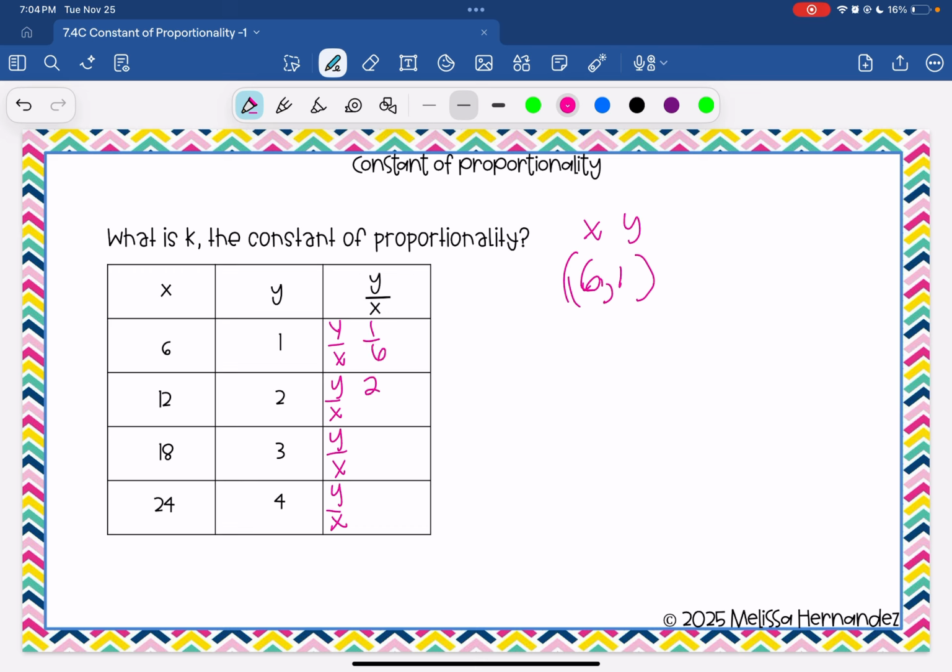The next one would be 2 over 12. The next one is 3 over 18. And then the final y over x is 4 over 24. When you simplify all of them, they all simplify to 1 over 6. So if I wanted to put this, it would just look like this, 1 over 6, when I'm just identifying the constant of proportionality. If I wanted it to be in an equation, it'd be y equals 1 over 6x.